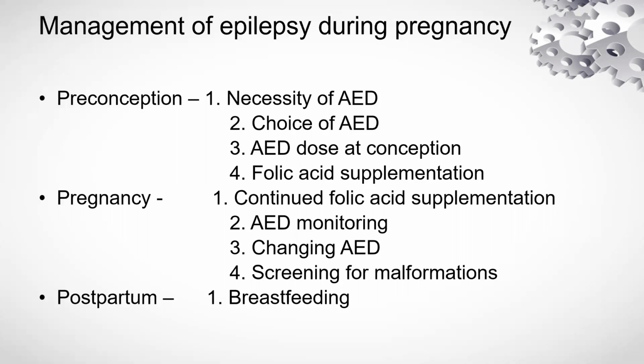AED level should be monitored during pregnancy, because there is a fall in AED levels due to an increase in the plasma volume of the patient, due to an increase in renal clearance, and perhaps also hepatic clearance. The AED level should be checked every 4 weeks from the time the pregnancy is reported, and it should again be checked once at 6 weeks postpartum. It should be checked immediately if the patient shows increased seizure frequency, or if the patient shows signs of toxicity.